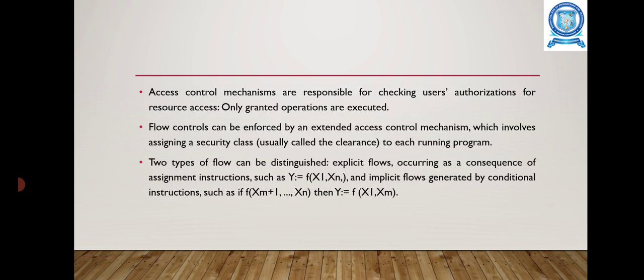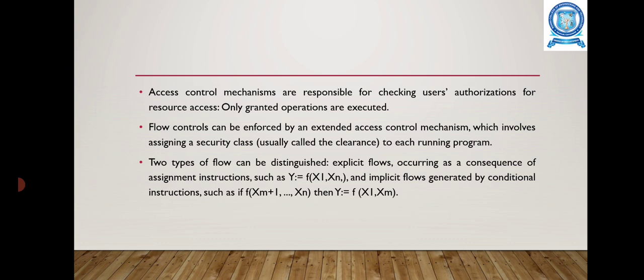Access control mechanisms are responsible for checking user authorizations for resource access. Only granted operations are executed. Flow controls can be enforced by an extended access control mechanism which involves assigning a security class to each running program. Two types of flow can be distinguished. First one is the explicit flow, and the second one is the implicit flow.